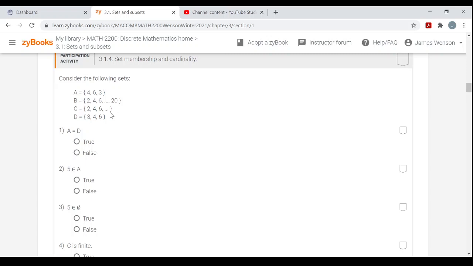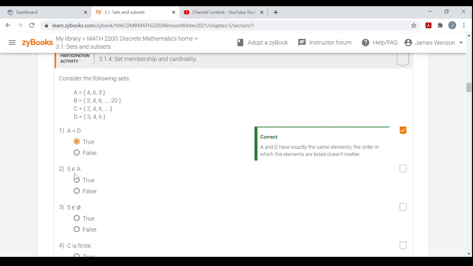So this is an infinite set. And then finally, set D has elements 3, 4, and 6 in it. So they're saying, are the following statements true or false? Okay. Is A equal to D? Remember, sets are equal when they have the same elements. So A has 3, 4, and 6. D has 3, 4, and 6, and that's it. There aren't any elements in A that aren't in D. There aren't any elements in D that aren't in A. So they are equal.